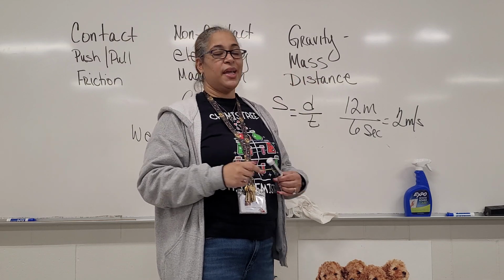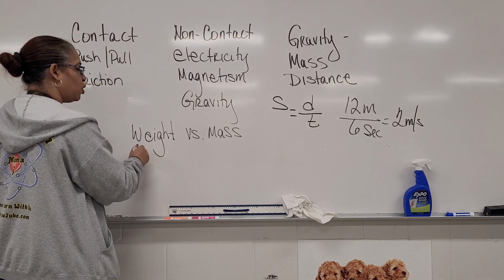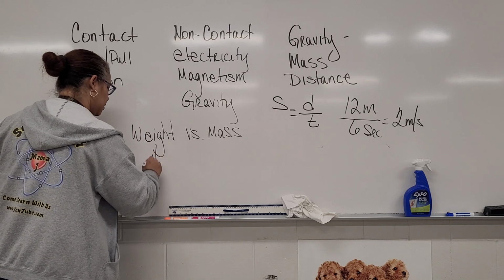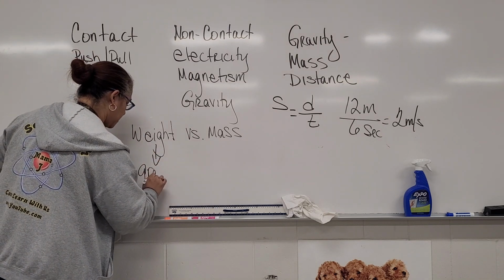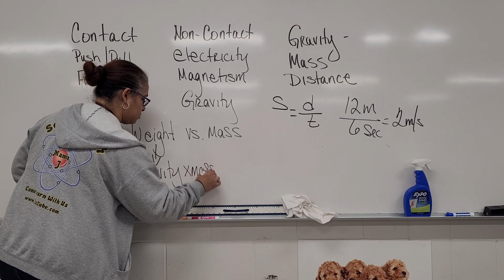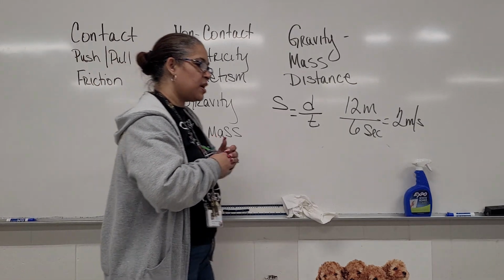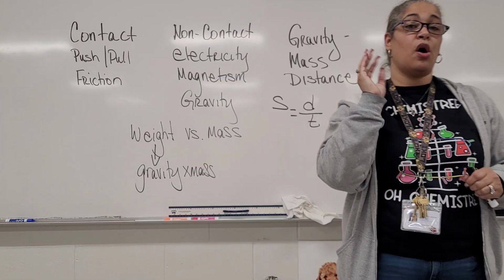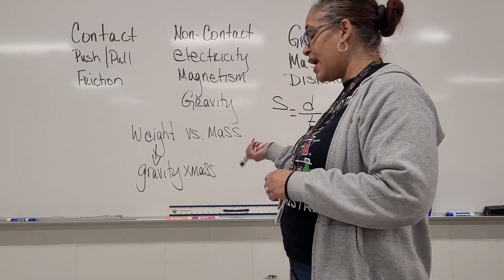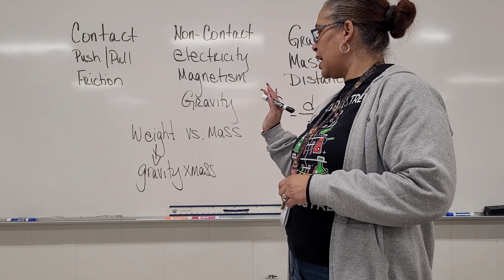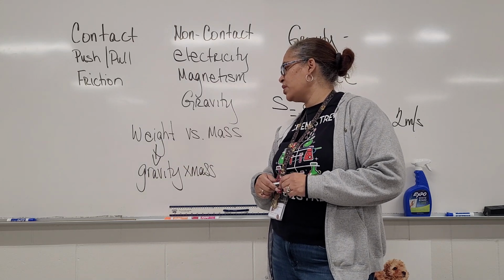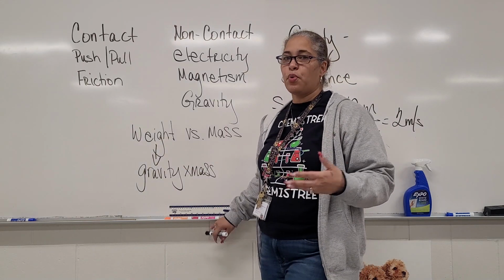But weight is the gravitational pull on an object times its mass. So weight is gravity times mass. Okay? On Earth, gravity is 9.8 meters per second squared times the mass. The weight will change based on what it is exposed to. So for example, an object on Earth is going to be 9.8 times the mass.